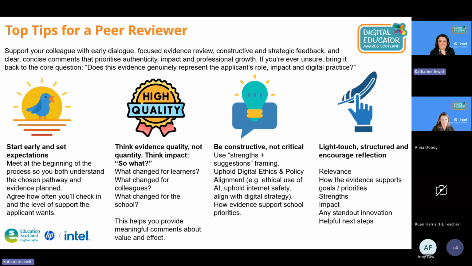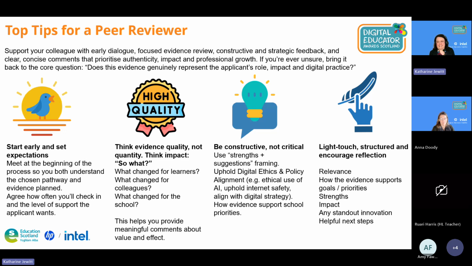We want you to be constructive but not critical. You might suggest strengths, but also suggestions as well. So frame it in that way where you're highlighting a strength and then providing an area that they might be able to improve in. And just as a peer reviewer, to check that they are upholding digital ethics and policy alignment, that they're maintaining to support children to be safe online, ethical use of artificial intelligence, that kind of thing. And looking at how the evidence supports the school priorities as well.